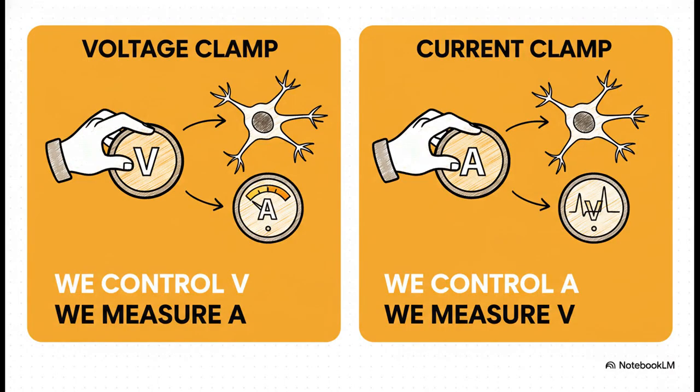Now, when you're patch clamping, you can run the experiment in two main ways, voltage clamp or current clamp, and it's really important to know the difference. In voltage clamp, we, the experimenters, control the voltage, and then we measure the current that flows. This basically lets us ask the question, okay, at this specific voltage, which ion channels open up? In current clamp, it's the other way around. We control the current we inject, and then we measure how the neuron's voltage responds. This lets us ask, how does this neuron react to this specific input?